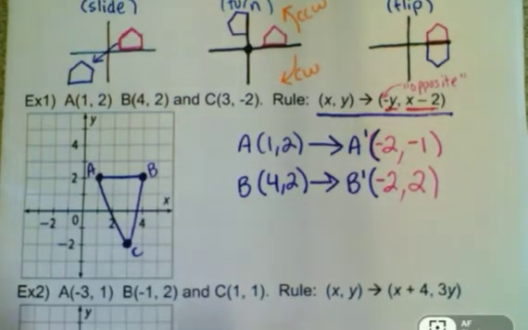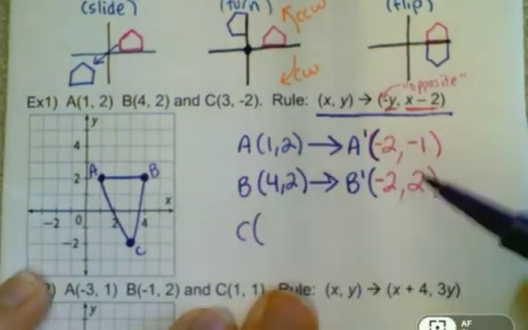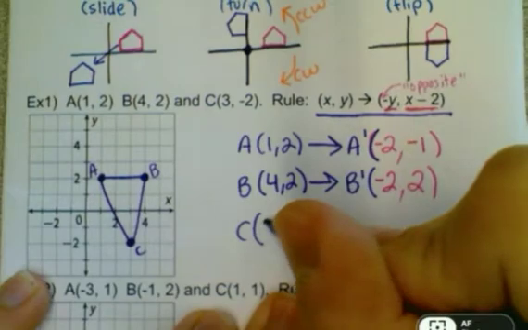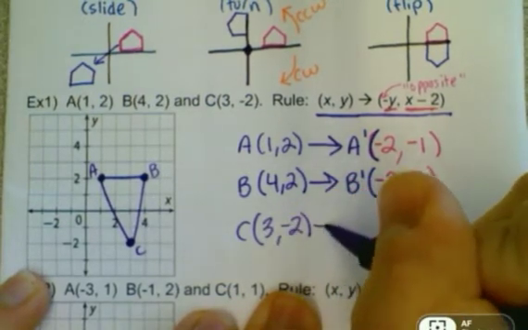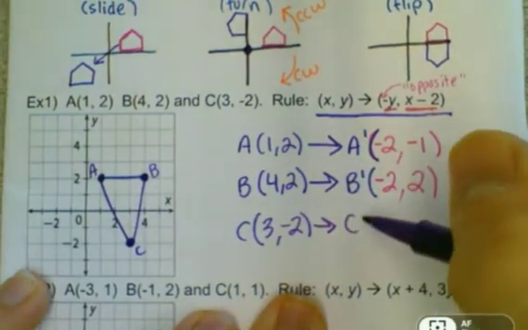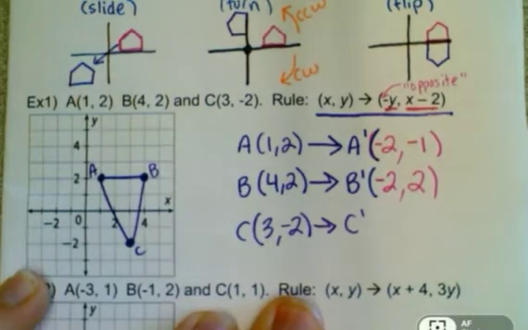Let's try it again with point C. Point C is 3, negative 2. And we will apply the same transformation. It's going to become C prime.